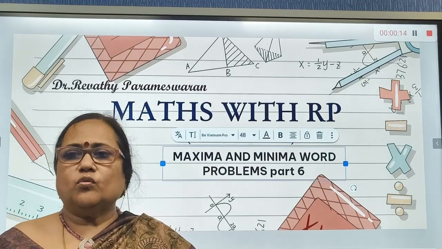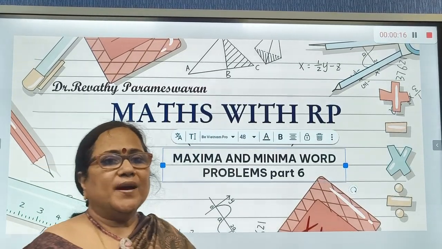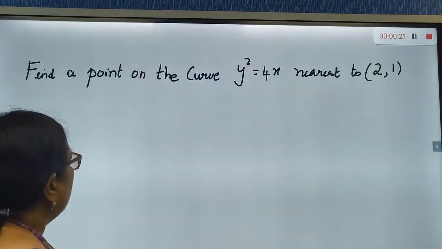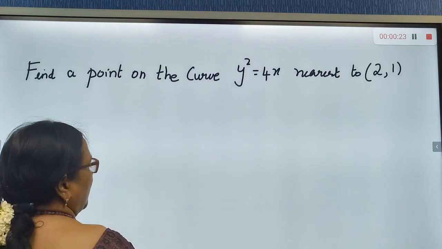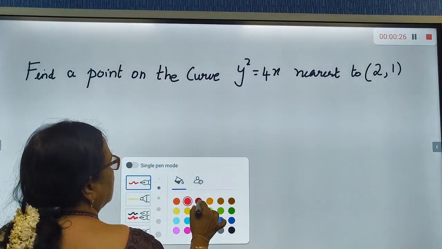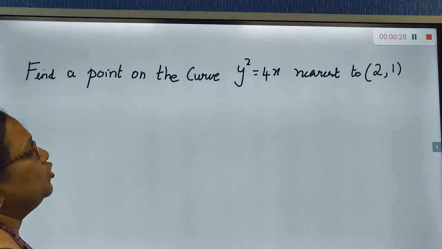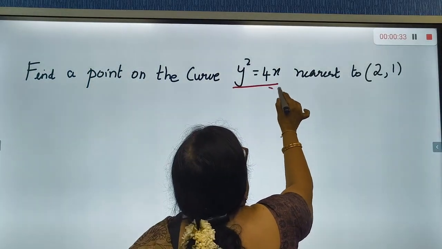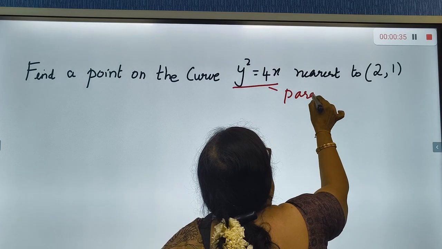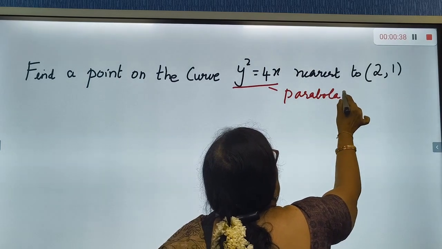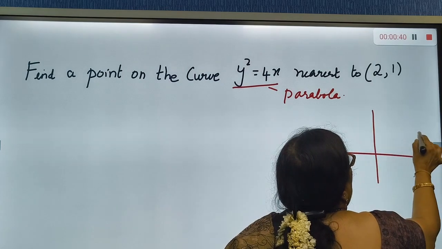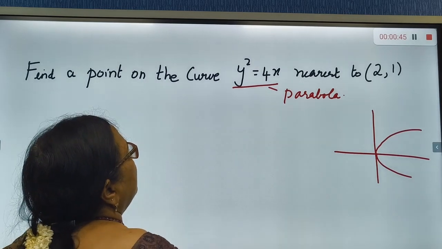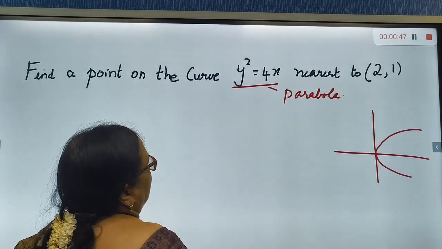Today we are going to continue with the word problems involving maxima and minima. You have to find a point on the curve y square equal to 4x which is nearest to 2, 1. See, y square equal to 4x, you know, is a parabola. So it's a parabola like that, okay? And then you have a point 2, 1.